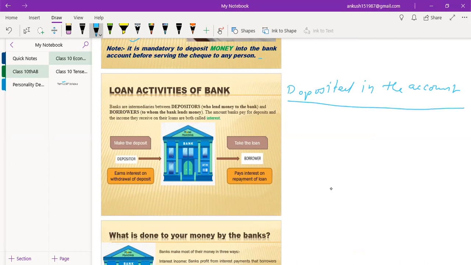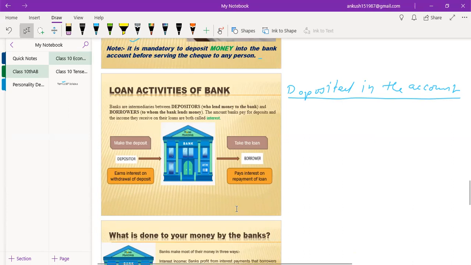Now suppose, once again, you have deposited your money with the bank. Now what is the work of the bank? What will it do with the money which you have deposited? That money totally is not kept with the bank, as the bank acts as a mediator, an intermediate between the depositor and borrower.